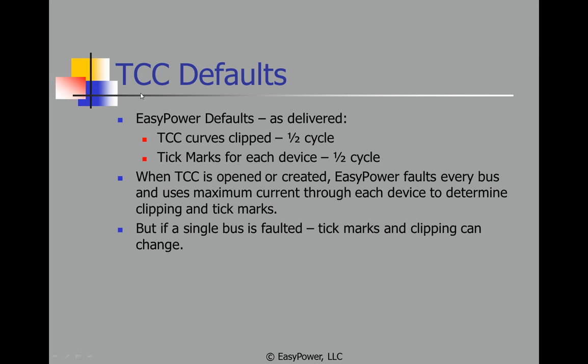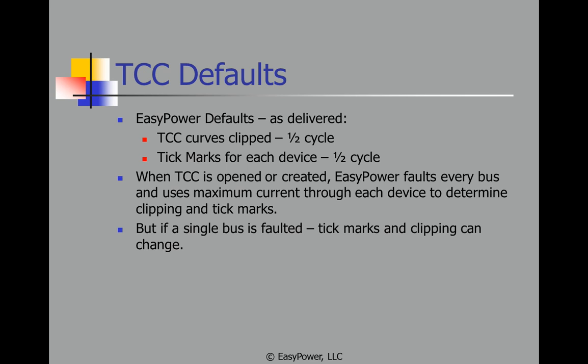So in EasyPower, when you first create the TCC, the TCC curves will be clipped by default. I believe they're always clipped using the momentary current. And there'll be a short circuit tick mark for each device. Again, you can turn those on or off. You can change them from half cycle to 30 cycle or 5 cycle. You can show all 3 tick marks. It's up to you. But that's why you see those, and that's the intent of why they're there.